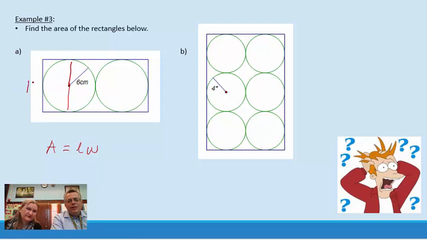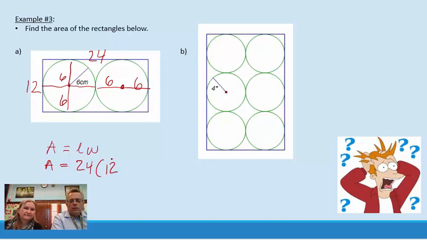So the width is 12, which is 6 plus 6, because these 2 radii form the width. Then we can find the length of the rectangle. All radii of the circle have the same length, so we're just using more useful ones. As we go from the left side to the right side, we have 4 radii, so our length will be 24 in this case. We just have to do 12 times 24. So area equals 288, and this would be centimeters squared.